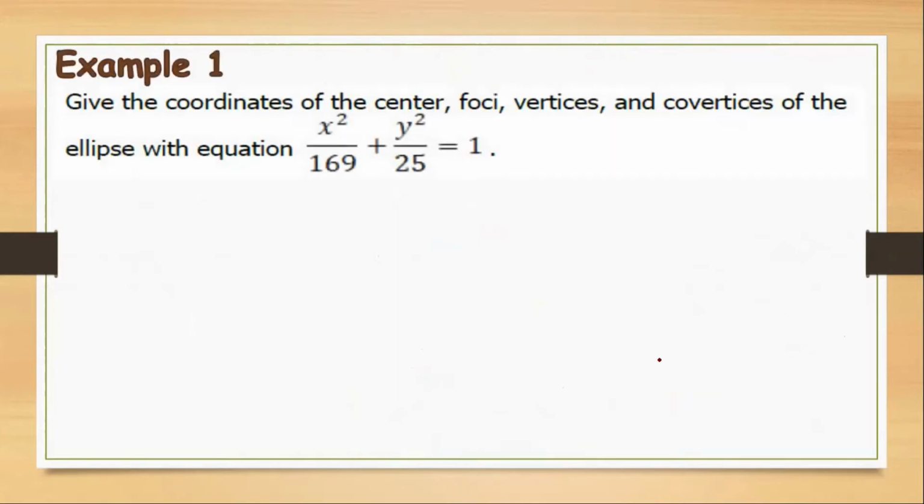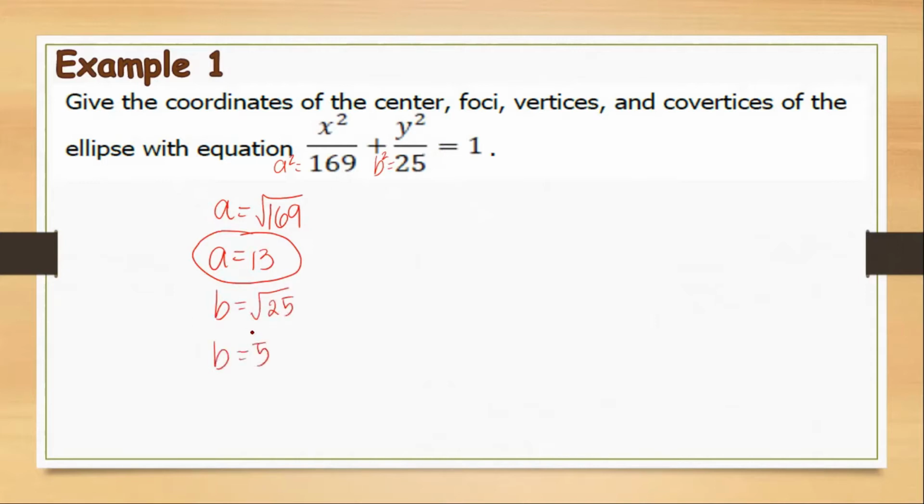Okay, let's continue. Give the coordinates of the center, foci, vertices, and co-vertices of the ellipse with this equation. As you can see, we can have our A equals the square root of 169, because this is our A squared. Therefore our A is equal to 13. Let's find our B. This is our B squared, so B is equal to the square root of 25, and so our B is equal to 5.